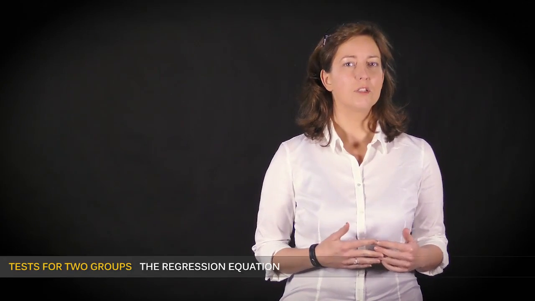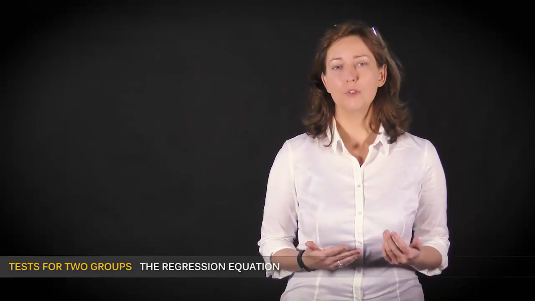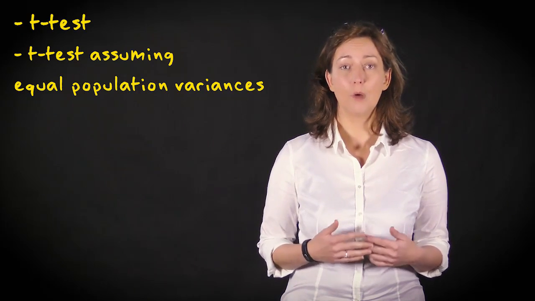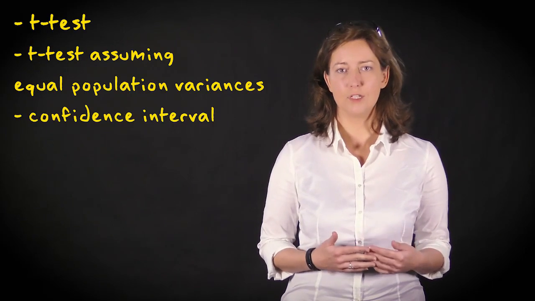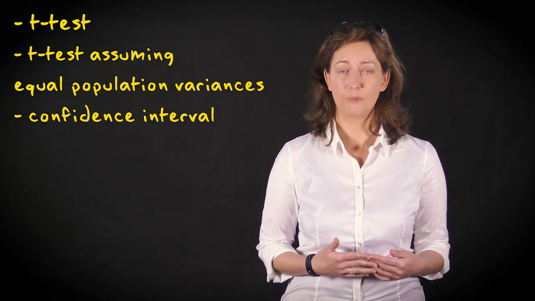In this video, we'll discuss how to compare two independent groups on a quantitative variable using a t-test for two independent means. We'll consider a version of this test that adds the assumption of equality of population variances, and we'll also see how to calculate a confidence interval comparing two independent means.